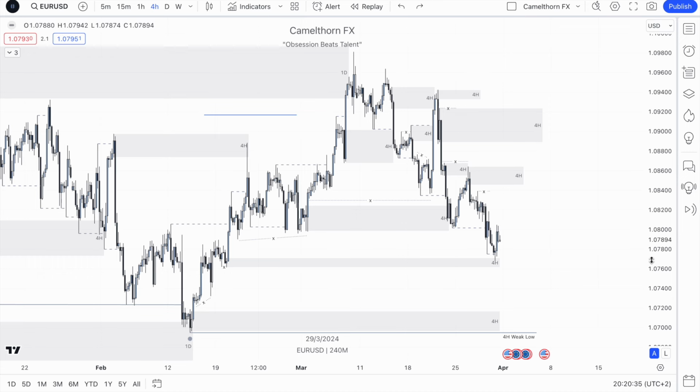So very clean price action here on EUR/USD. Very simple, straightforward directional bias. Interested to see how things play out as we now head into Q2.